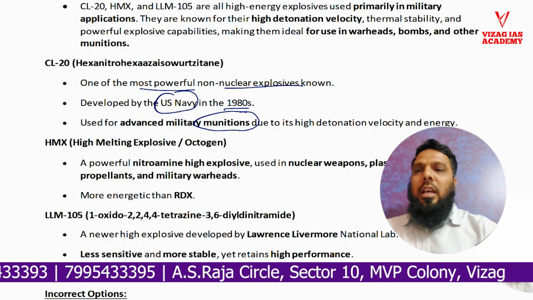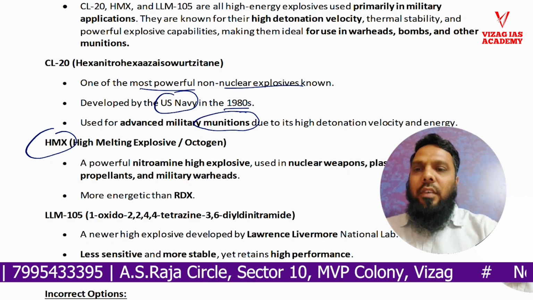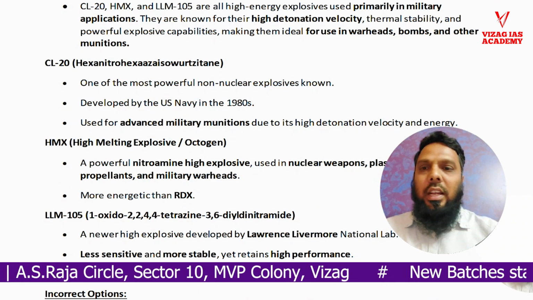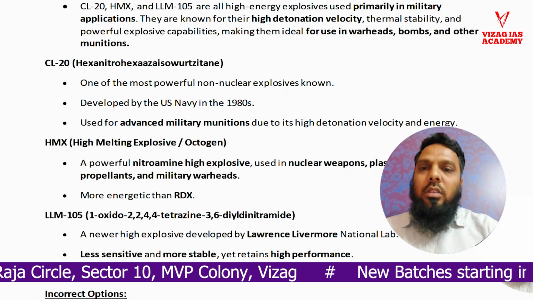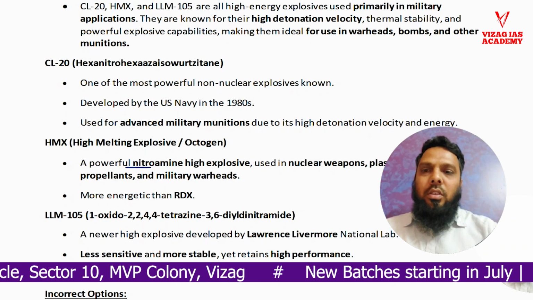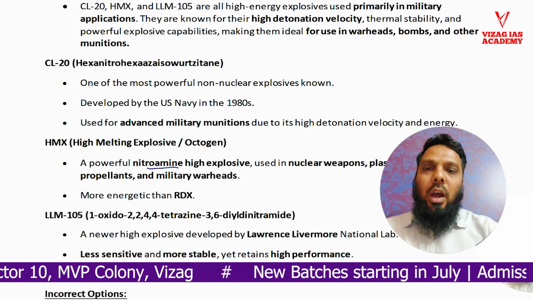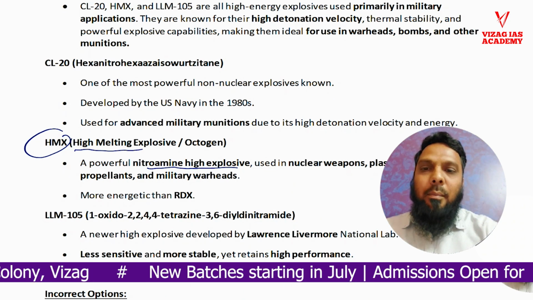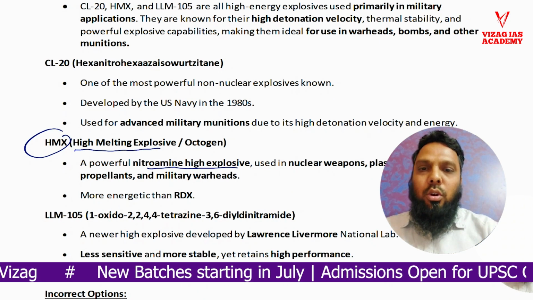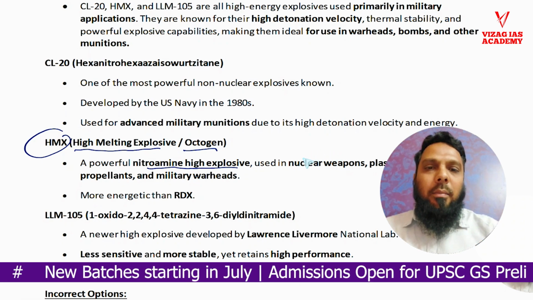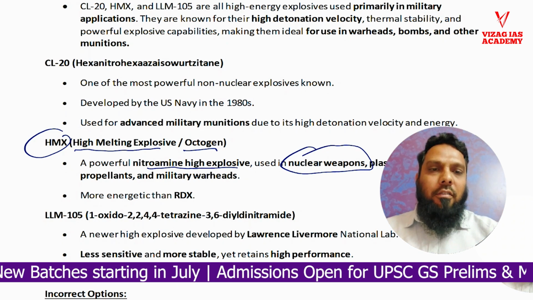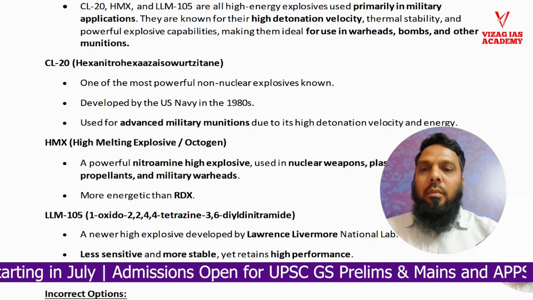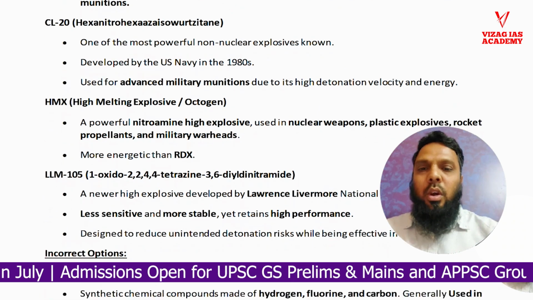What is HMX? Like we have already seen earlier, I have given you a link. HMX is somewhere ringing bells with RDX, so we can clearly see this. That's also a kind of explosive, a powerful nitroamine high explosive. HMX stands for high melting explosive. It's also called octogen. It's basically used in nuclear weapons, plastic explosives and such. Again, it is more energetic when compared to RDX.